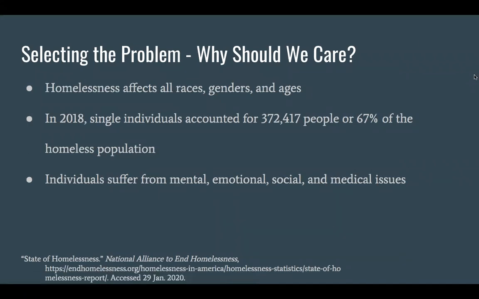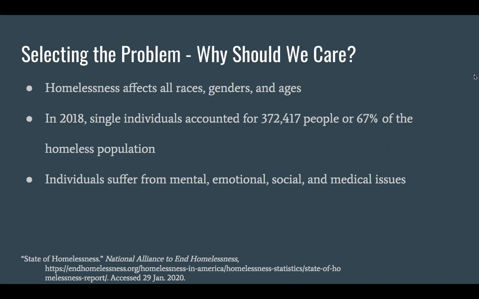So why should people care? Homelessness affects all races, genders, and ages. According to the state of homelessness in the United States in 2018, 552,830 individuals were without a place to stay on a given night, which represents 17 people out of every 10,000. Our main focus of individuals affected by this crisis are African Americans, Caucasians, and also Native Americans, because they were the most affected by this crisis.